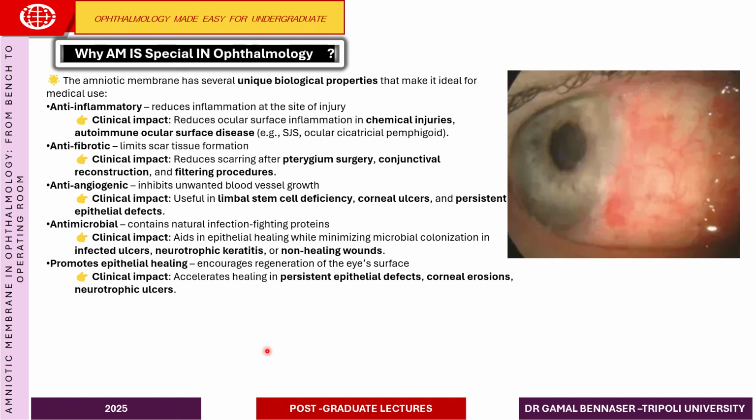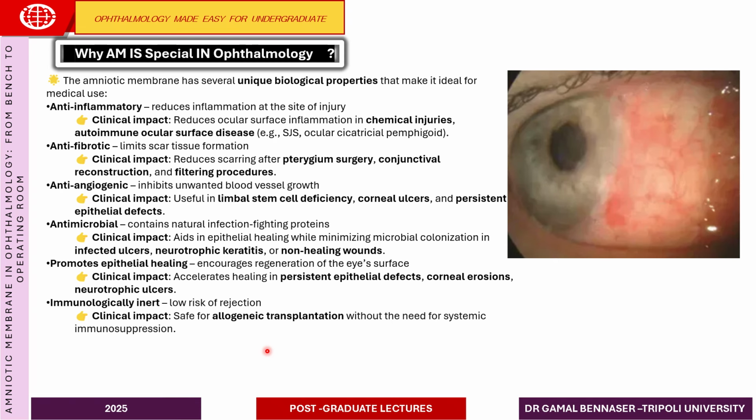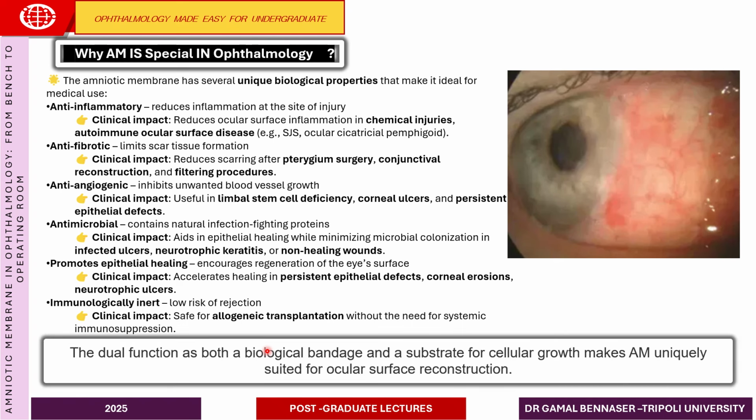Also, it promotes epithelial healing by encouraging the proliferation and regeneration of the epithelial cells. And this is, of course, very useful in persistent epithelial defects, recurrent corneal erosions, and neurotrophic corneal ulcers. And as far as immunology, it has a very low risk for rejection because of its good immunological privilege. And this makes it very safe and very suitable for allogenic transplantation without the need for immune suppression.